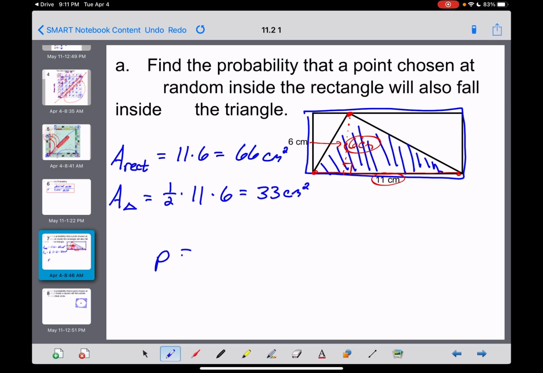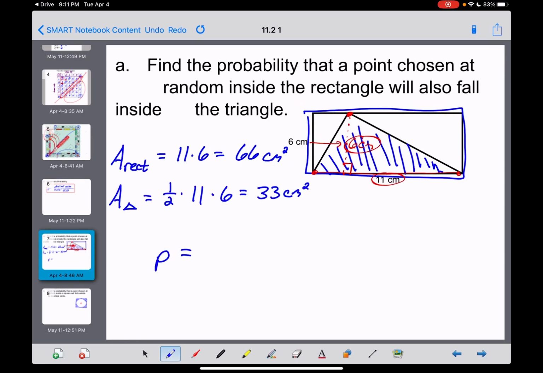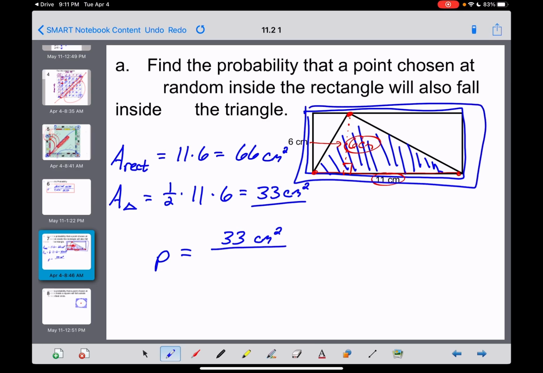So the probability here, guys, let's go back to our formula, is desired area divided by total area. The desired area is what's shaded. That's the triangle here. So it's going to be 33 square centimeters for your desired area divided by the total area that we could hit, which is the rectangle, 66 square centimeters. And what happens when we divide 33 by 66? Hopefully you see it, guys. That just simplifies to a 1/2. The units are identical on the top and the bottom. They just cancel each other out. Probability, even geometric probability, has no units, and the answer there is 1/2.